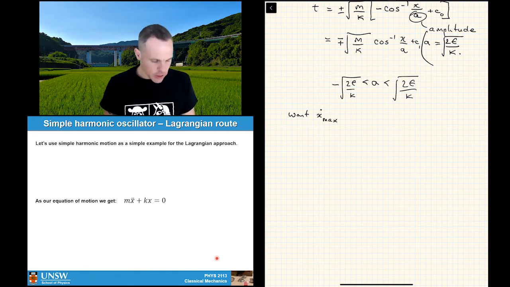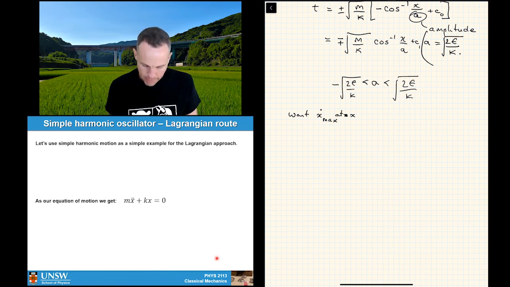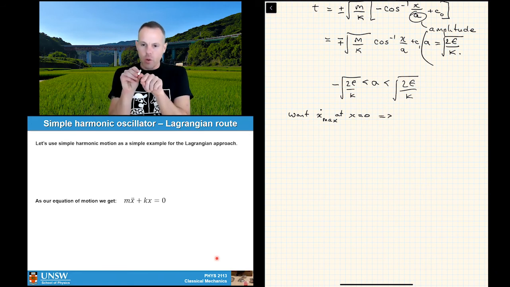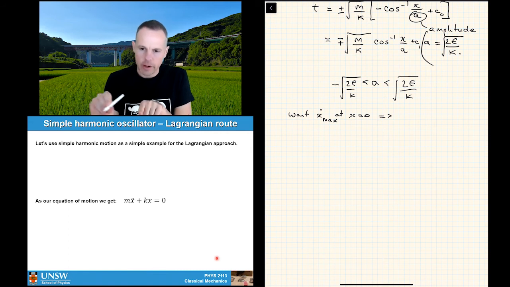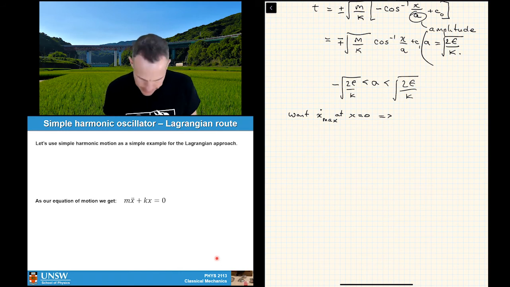And this is actually not so difficult to get. We can get it at x equals 0, and we get it like this. We know at x equals 0 that the potential energy is 0, and so our term is entirely kinetic energy, and it's kinetic energy containing the maximum velocity, right? So our energy is going to be a half m x dot max squared.